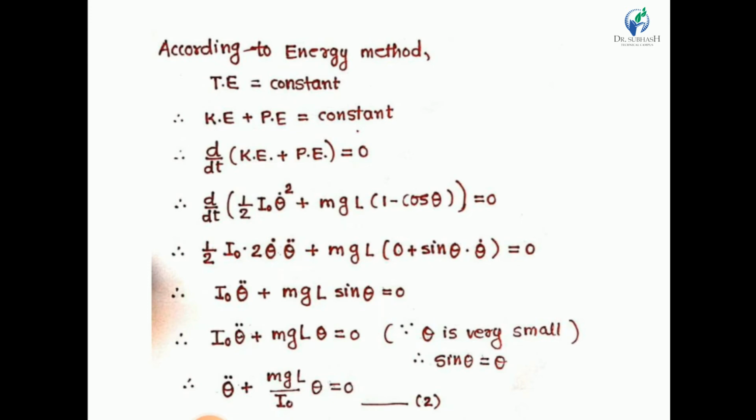Again, if we simplify this equation, then we obtain IO theta double dot plus mgl sin theta is equal to 0. Now here theta is very small, so we can replace sin theta with theta. So IO theta double dot plus mgl into theta. We again rearrange this equation: theta double dot plus mgl upon IO into theta is equal to 0. This is equation number 2.